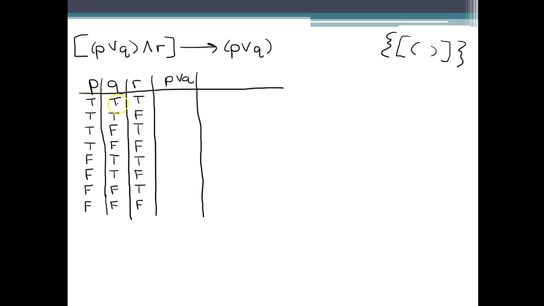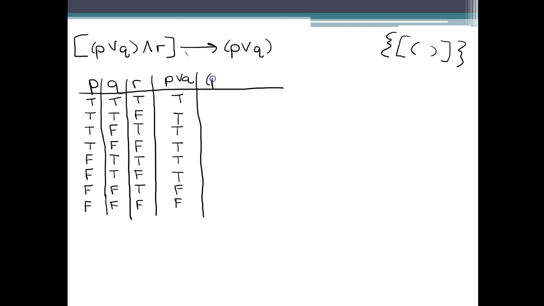P or Q, just one of them has to be true because it's OR. Both can be true and it's true. Only time it's false is if both are false. So in this one, all the way down the first 6 rows, 1, 2, 3, 4, 5, 6, there's at least one true in there, in some cases 2 trues. Rows 7 and 8 have 2 falses, so that's why we get false.